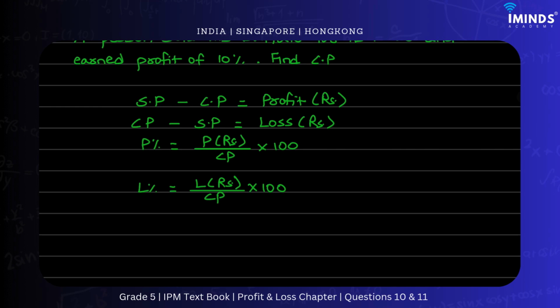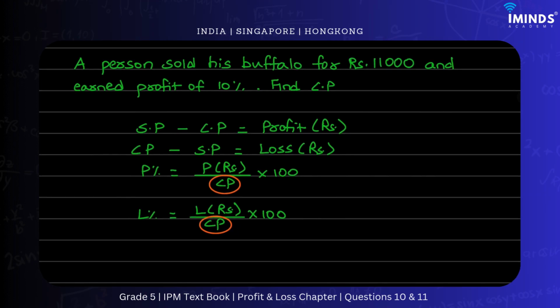One important thing that you should always remember is that the profit percentage and loss percentage is always calculated on CP. It is never on SP. This is the mistake some students make. So remember that both profit percentage and loss percentage is always calculated on CP. Now let us start solving the question.